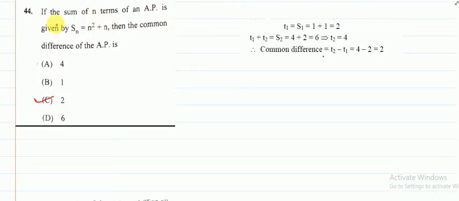Question number 44. If the sum of n terms of an AP is given by Sn is equal to n square plus n, then the common difference of the AP is. So, here we can consider S1 and S2. S1 means the first term, S2 means first term plus second term. Therefore, S1 is equal to T1 is equal to 2. S2 is equal to T1 plus T2 is equal to 4 plus 2, that is 6. Therefore, T1 plus T2 is equal to 6, meaning T2 is equal to 4. T1 is 2 and T2 is 4. Therefore, the answer will be 2.